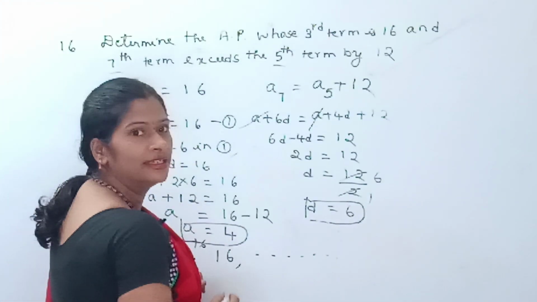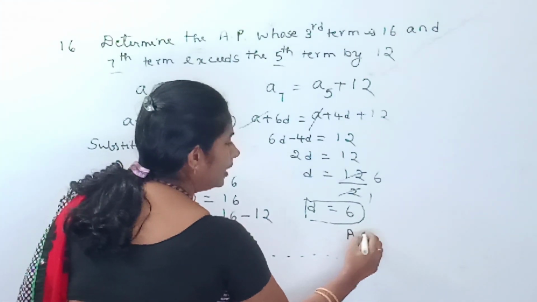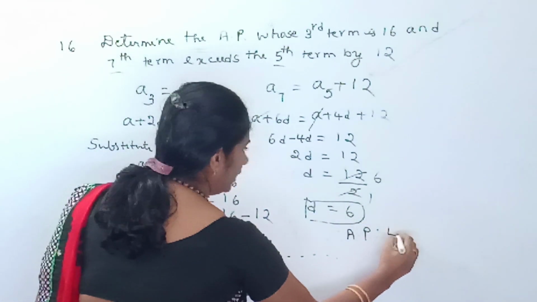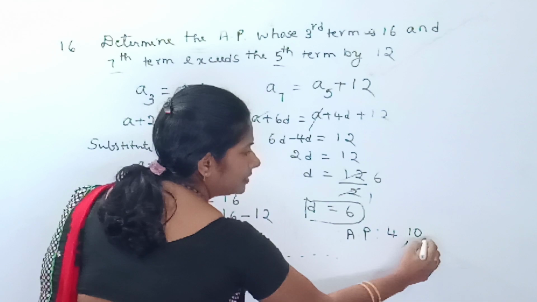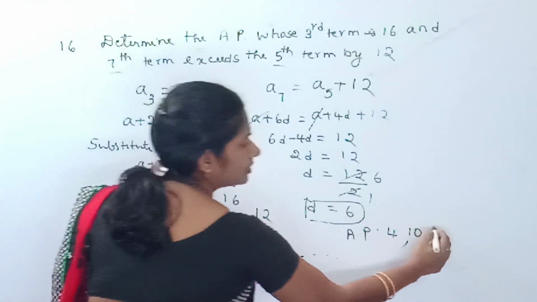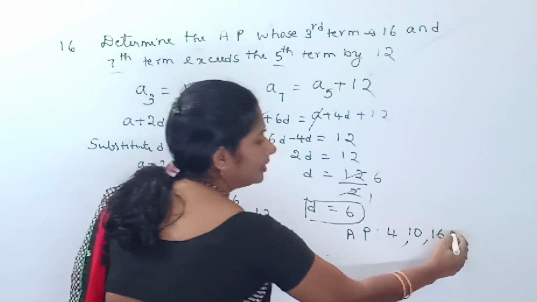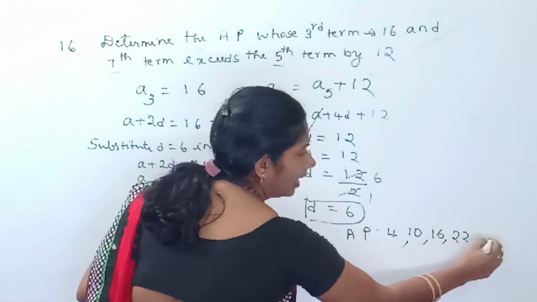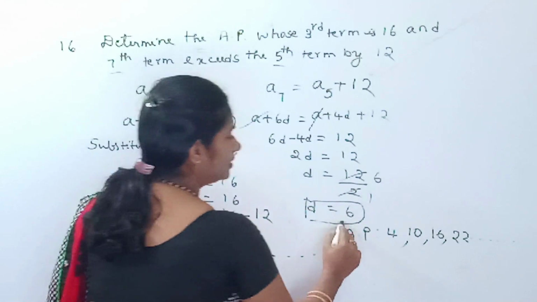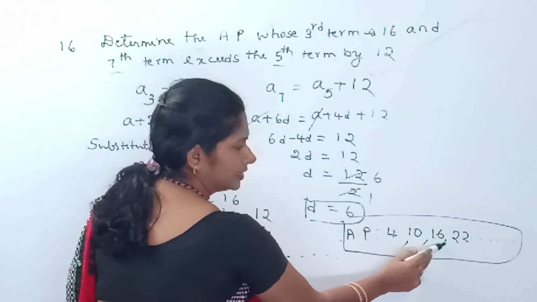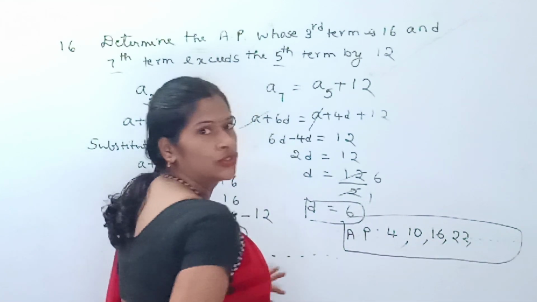Therefore, let me write the conclusion, children. Therefore, AP is, first term of the AP is 4, second term is 10, third term is 16, fourth term is 16 plus 6, it is 22 and so on. This is the AP. AP is 4, 10, 16, 22 and so on.